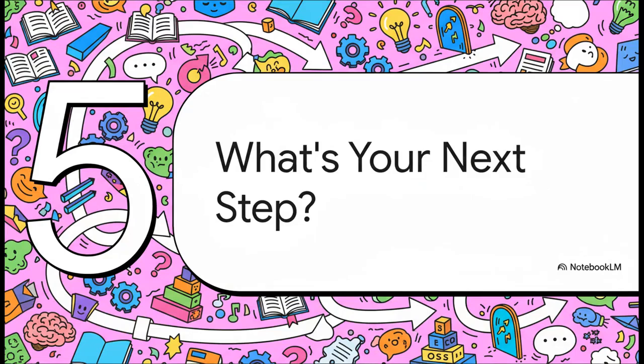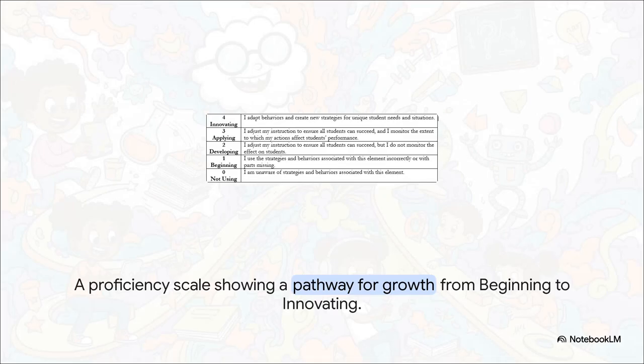All right, we've covered the why, the how, and the what. So I guess the question now becomes, where do you go from here? What's your next step on this journey? This proficiency scale is such a useful map for growth. And I want to be clear, it's not a judgment, it's not a report card. It simply shows the journey from just starting out with these strategies to applying them consistently and eventually innovating with them. The whole point is that there's always a next level to reach for, and every little step forward matters.